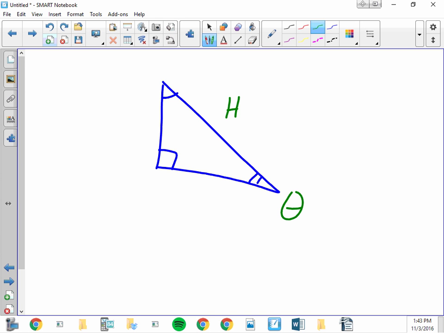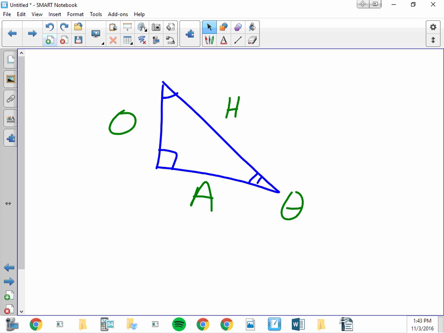To distinguish between the two legs, we just describe the side that touches theta and the side that doesn't touch theta. So there are two legs left. One of them touches theta and the other doesn't. We call the one that touches theta adjacent. The word adjacent just means next to. So whatever leg touches theta is called the adjacent. The leg that does not touch theta is referred to as the opposite.